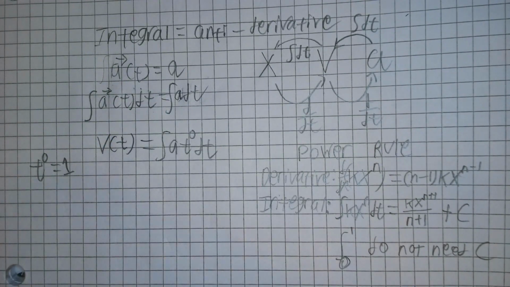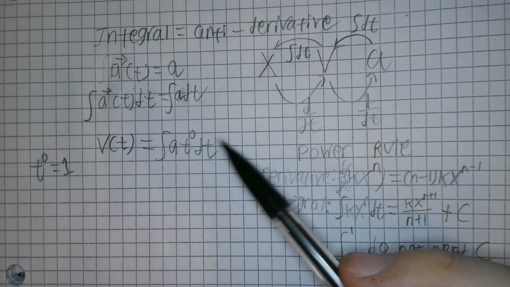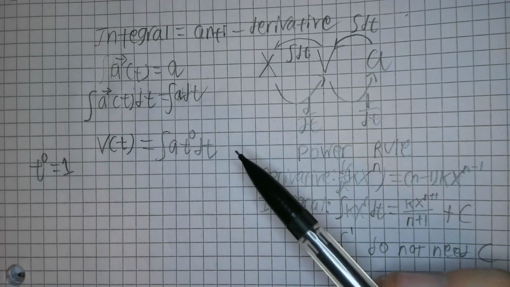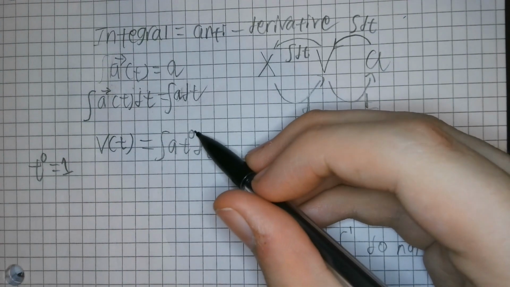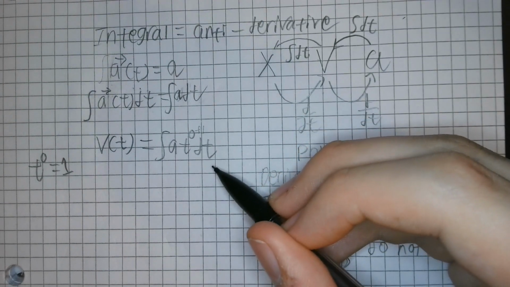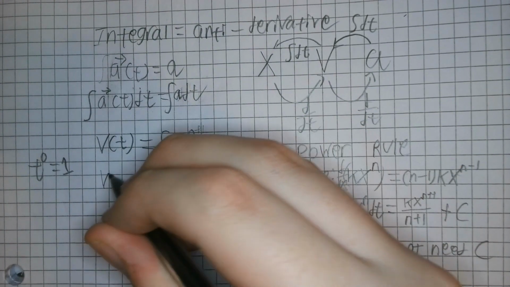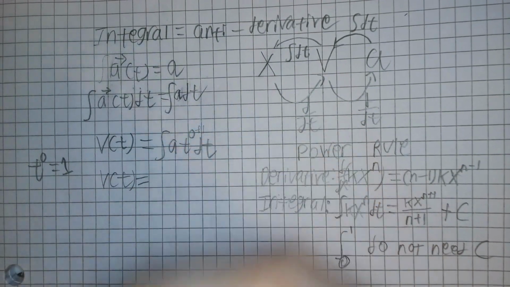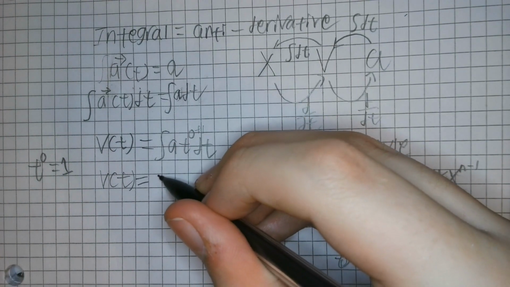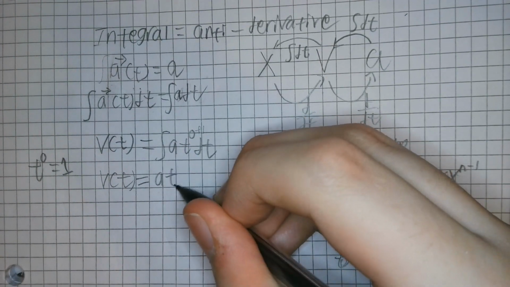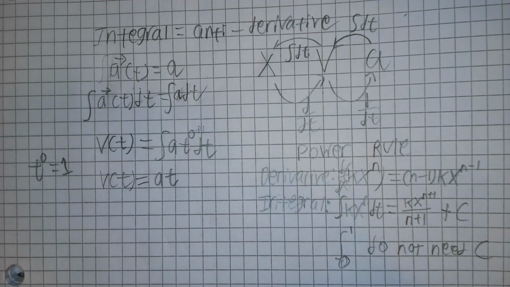So t to the power of 0 is equal to 1. So we're just multiplying a times 1, which is just a. So we can do this. Now if we add 1, what we will find is that we just get a times t to the first power, which is just t.